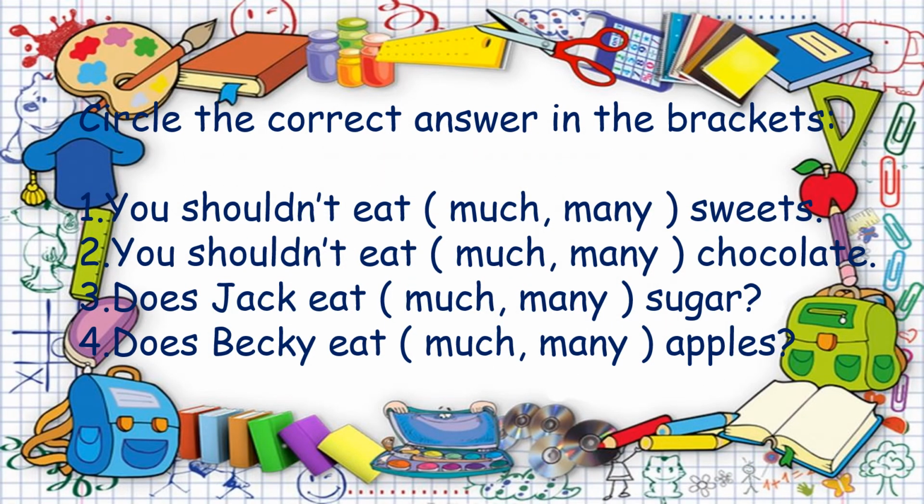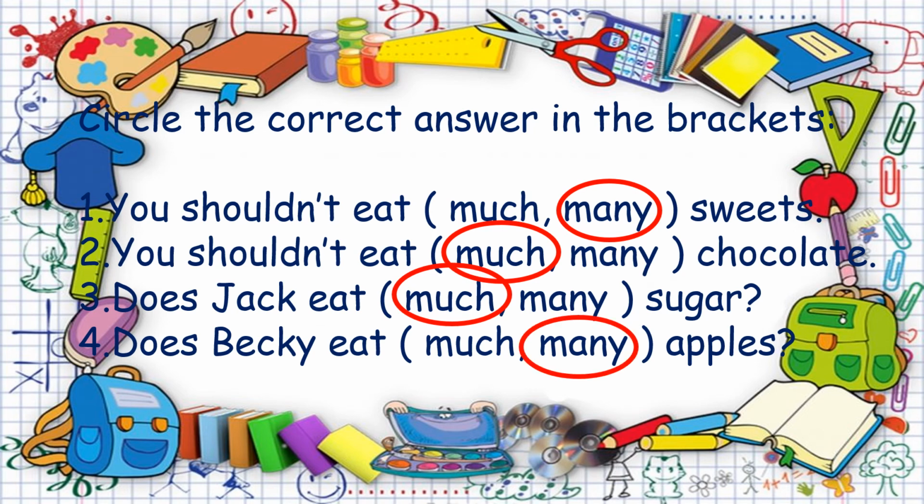Circle the correct answer in the brackets. Number 1, you shouldn't eat much or many sweets. The answer is many. 2, you shouldn't eat much or many chocolate. The answer is much. 3, does Jack eat much or many sugar? Much. 4, does Becky eat much or many apples? Many.